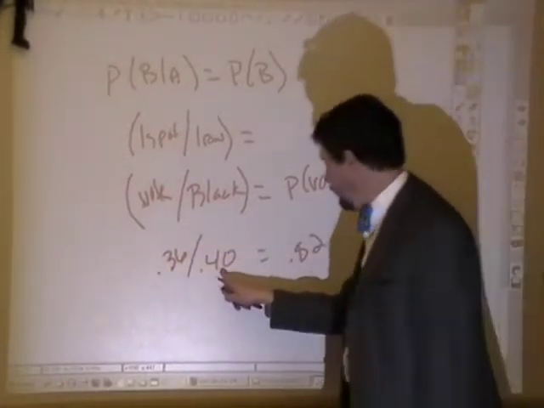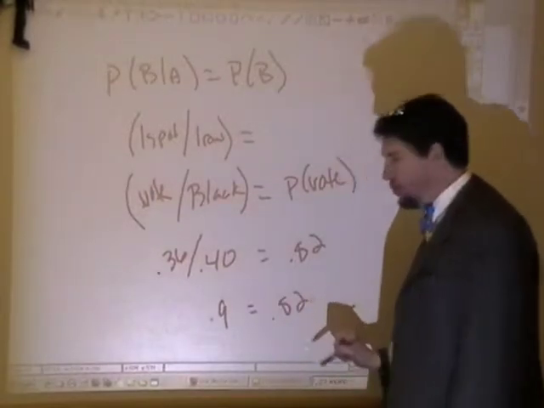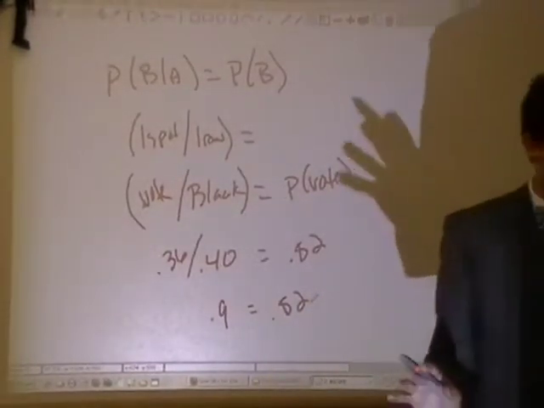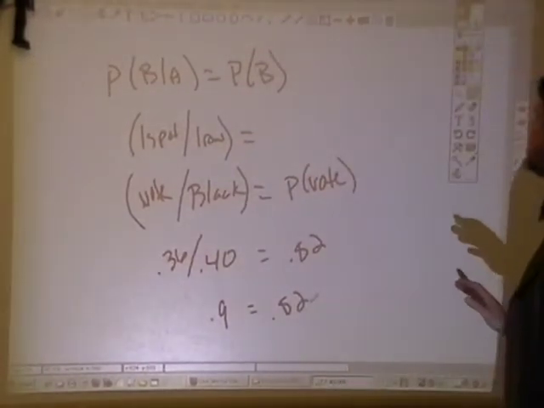0.36 divided by 0.40 is 0.9. Is that equal to 0.52? No, it's not. So therefore, these are not independent of each other.